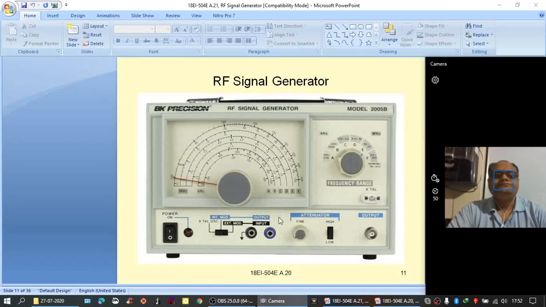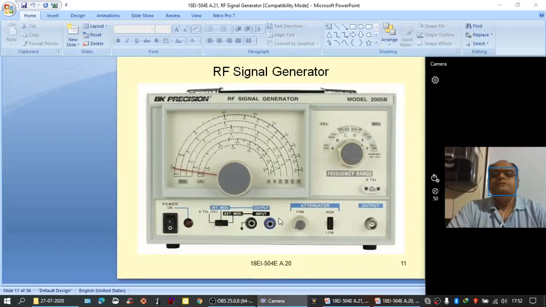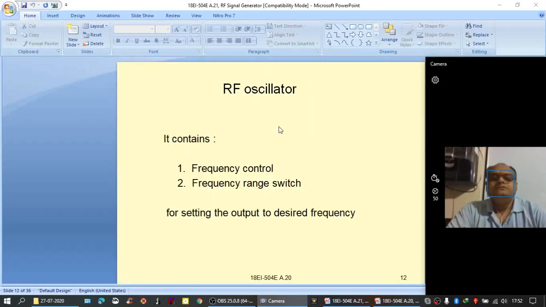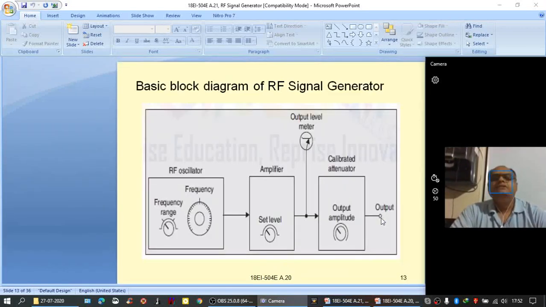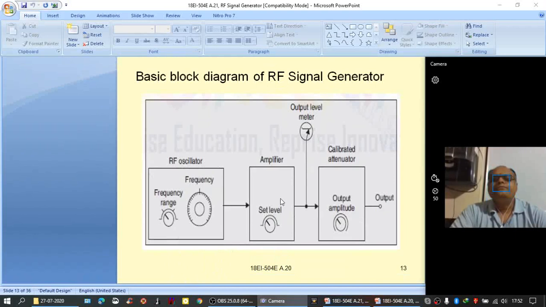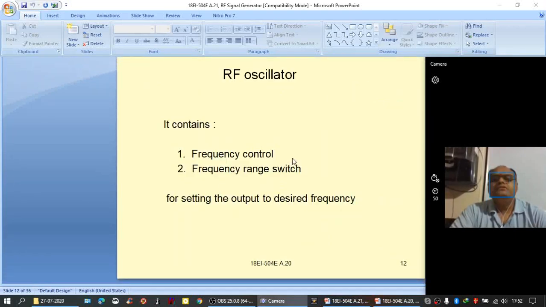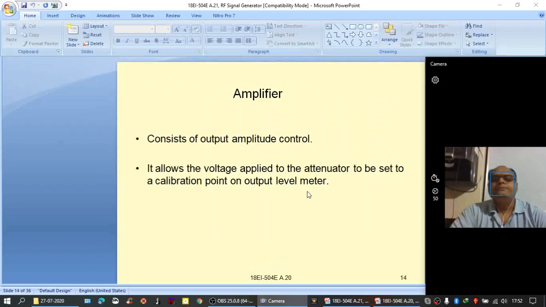Next, just a description of the block diagram is given here. A radio frequency oscillator consists of frequency control and frequency range switch for setting the output to the desired frequency. Already we discussed here. Once again, just for your reference, this is the first one, the RF oscillator. It consists of frequency control and frequency range switch.